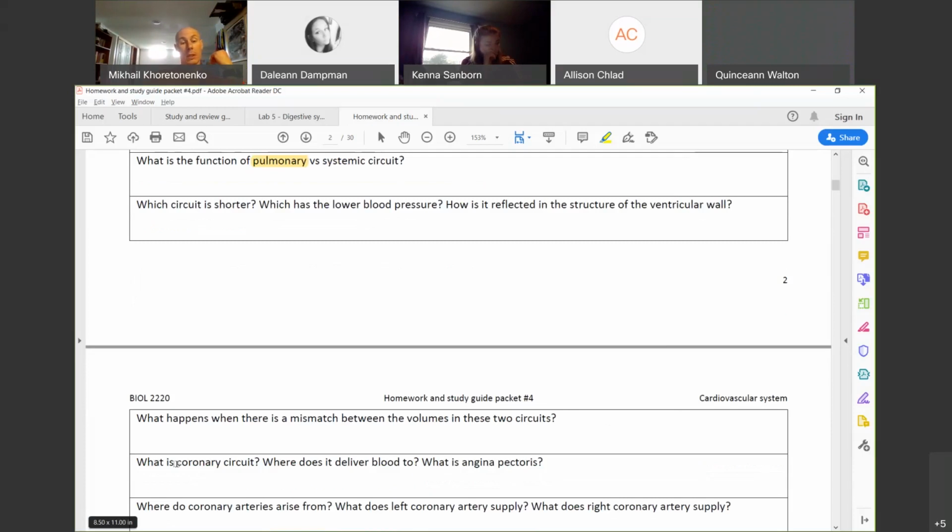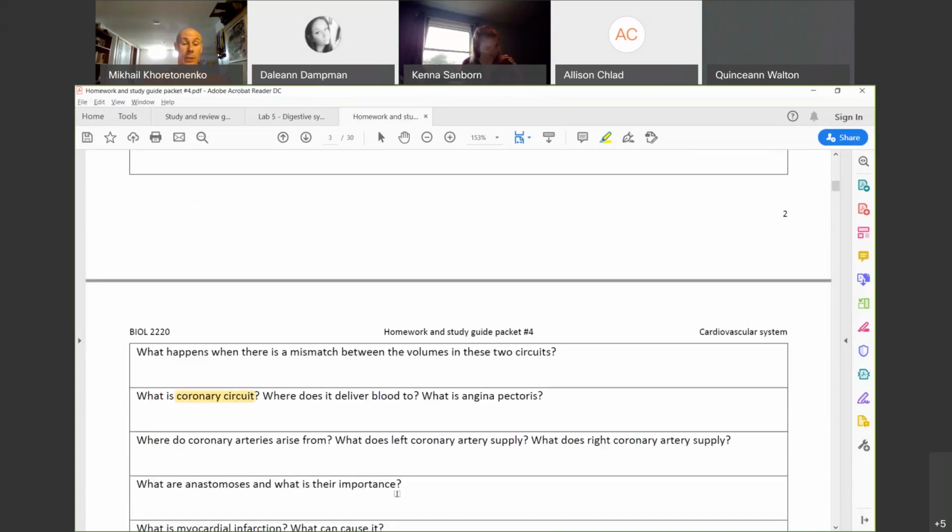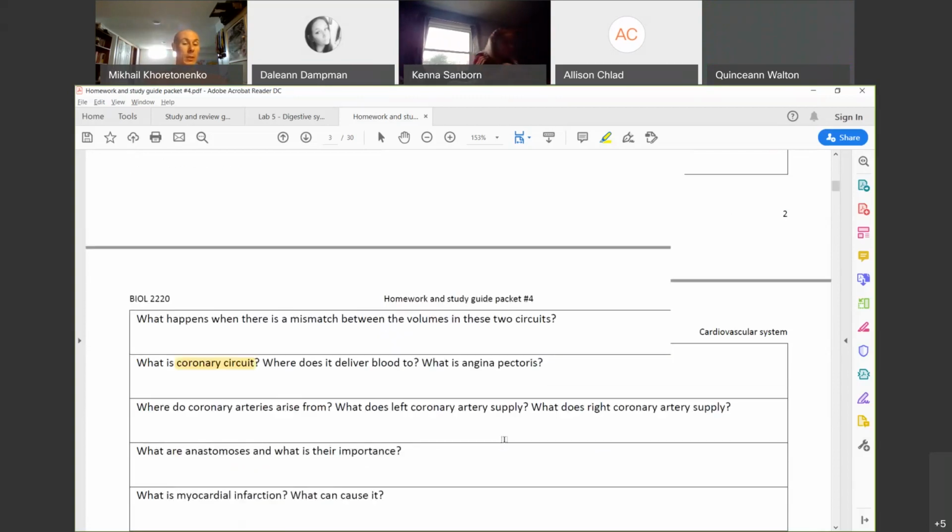The coronary circuit consists of blood vessels of the systemic circulation that deliver blood to the cardiac muscle. Angina pectoris is the condition when coronary vessels are obstructed, blood flow to the heart is insufficient, and the heart becomes hypoxic, and that leads to chest pain. Coronary arteries arise from the aorta. The left coronary artery supplies the left side of the heart, like the left ventricle and left atrium. The right coronary artery supplies the right ventricle and right atrium.